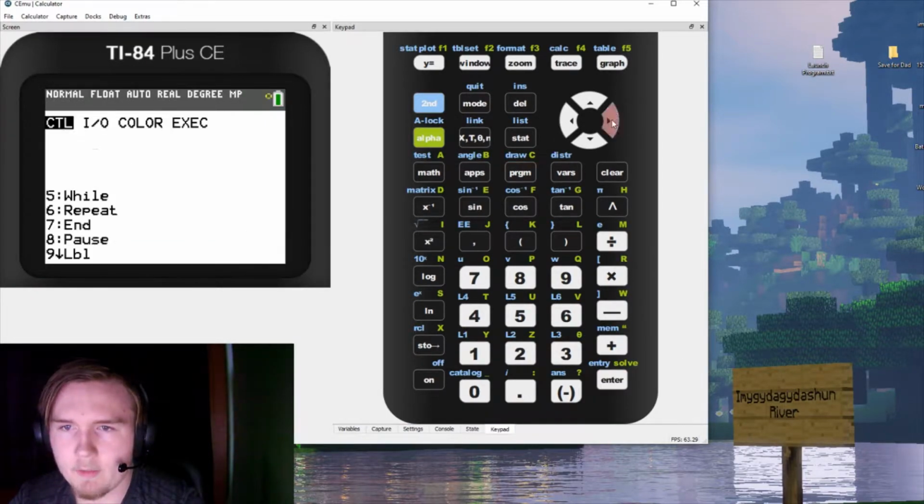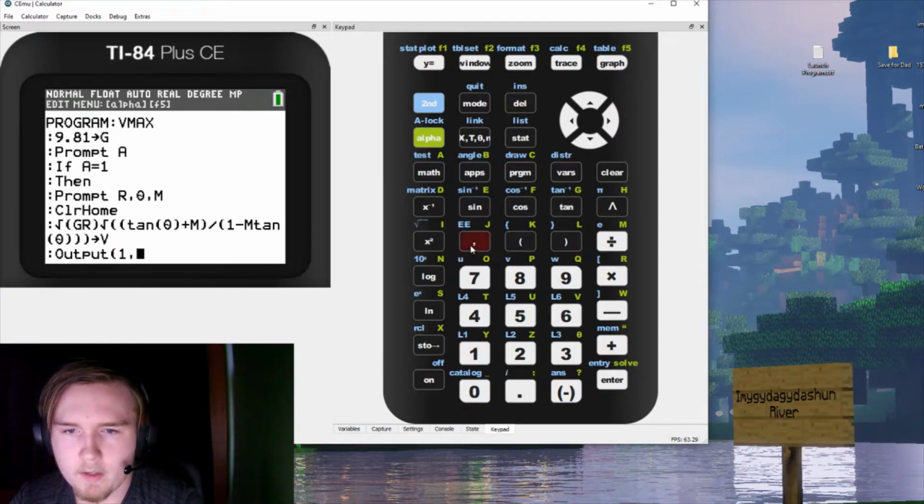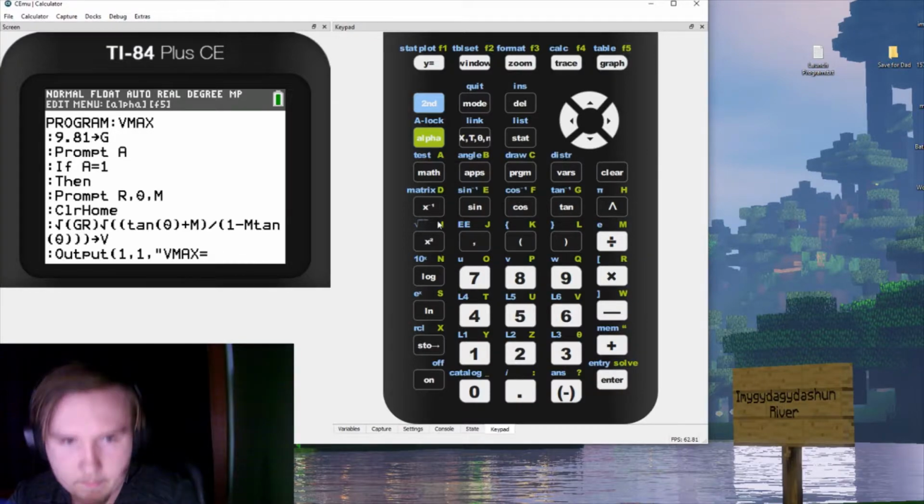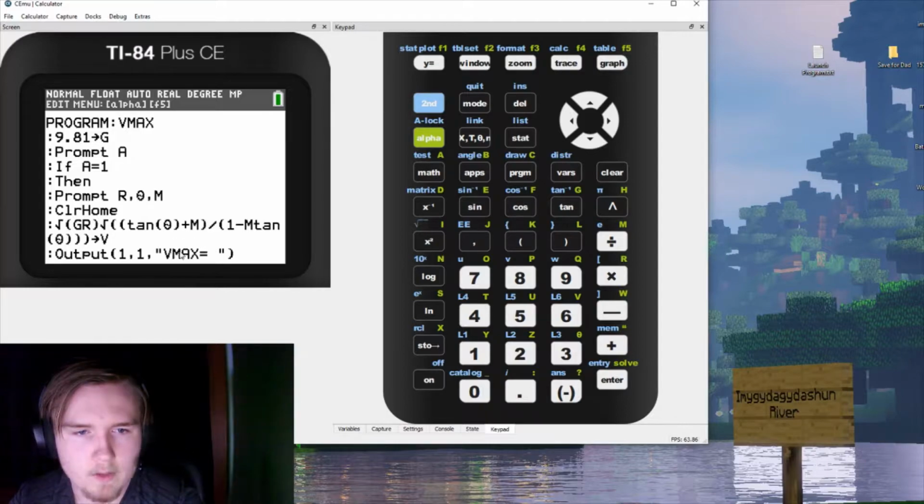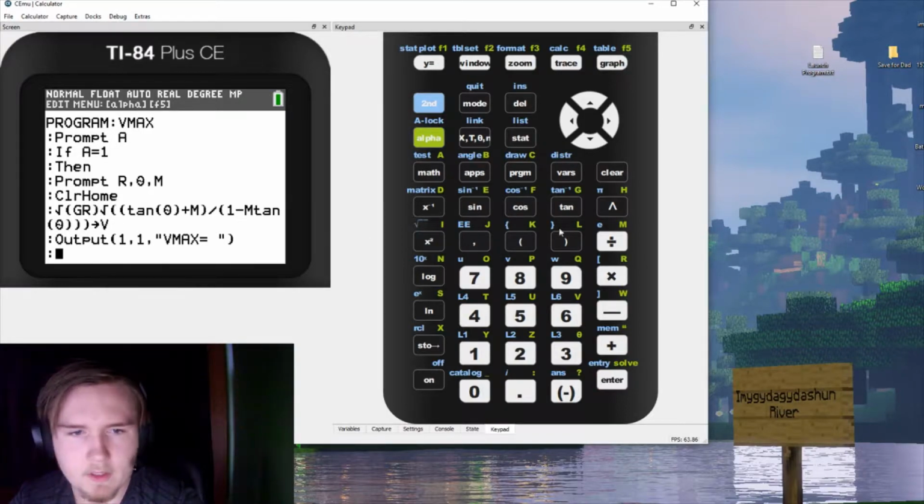Enter, then we're going to say output at 1, 1. Again, if you're on the non-color, just up that first digit by 1, so that would be 2, 1. And I'm going to say Vmax equals, and then space. Close that out. So at 1, 2, 3, 4, 5, 6, the next one is going to need to be at output 7. So again, 1, 7, or 2, 7 if you were on the non-color, and output V.